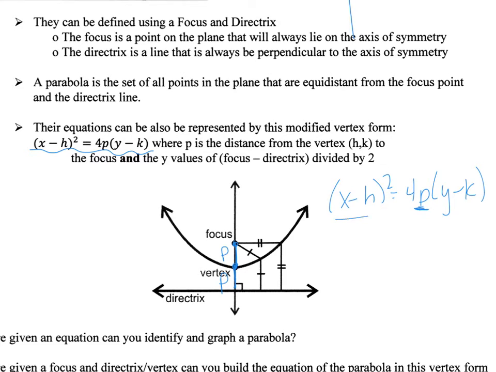Also, we see that h and k are our vertex. Just like in a circle, you change the sign. If this is negative h, this is positive h, negative k, positive k. So it changes the sign when you plug it in or when you take it out.